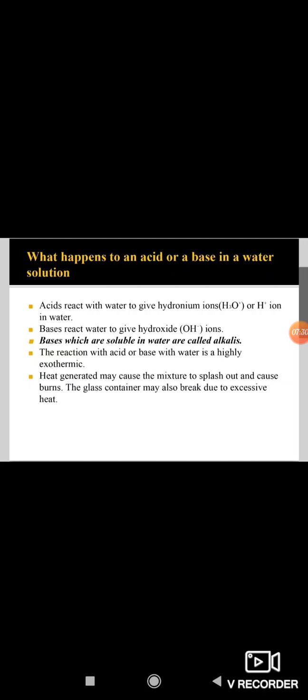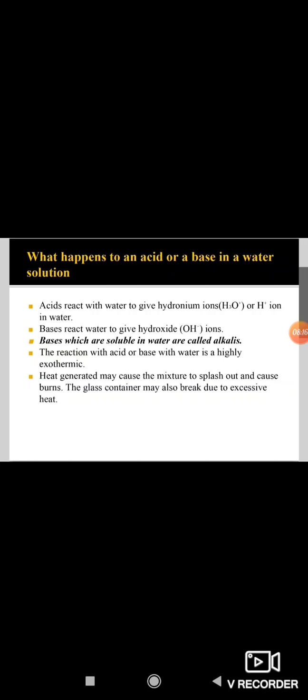We have seen that acids give H plus ions in water. What happens when a base is dissolved in water? It gives hydroxide ions, or OH minus ions. If a solution has a high concentration of H plus ions, it is acidic. If a solution has a high concentration of OH minus ions, it is basic.